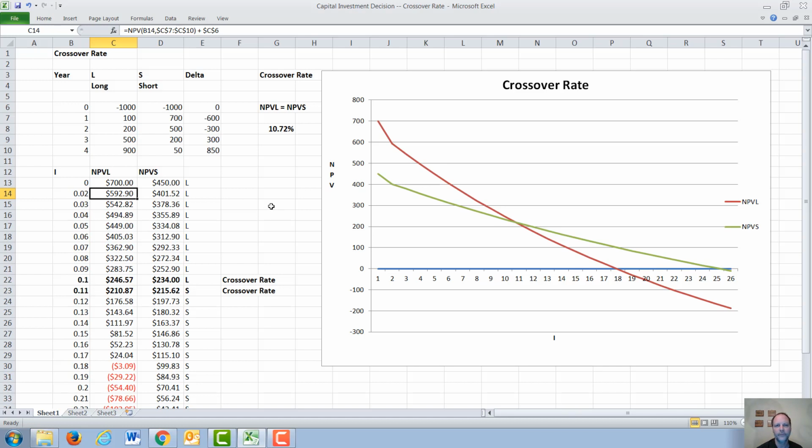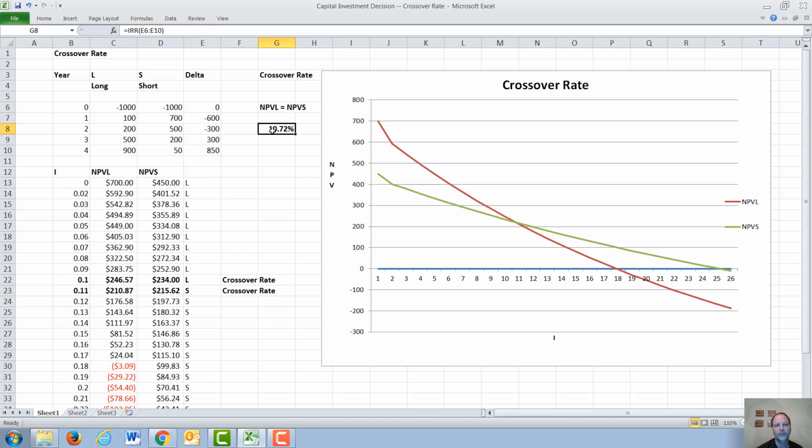To calculate the crossover rate exactly, we can just subtract, year by year, the cash flows of S from the cash flows of L. This would be setting the two NPVs equal, subtracting the cash flows from one to the other, and then we can just calculate an internal rate of return.